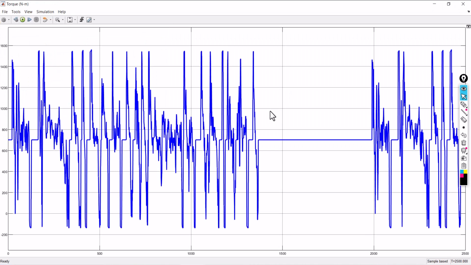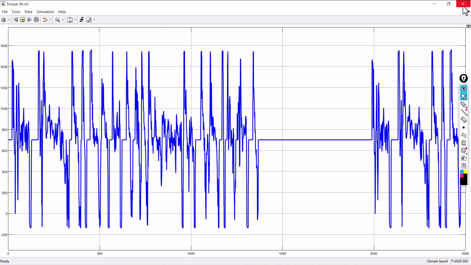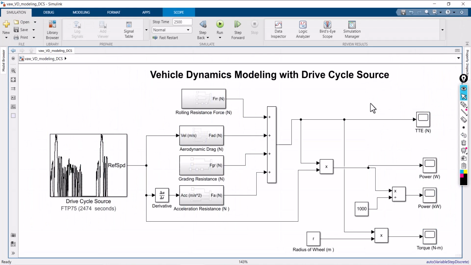Whenever the torque is going negative, if you look at this, in some places the torque is going negative. That means that the driver applied the brake. So this is the way you can study the vehicle dynamics with different kinds of drive cycle source, which will greatly help you to design your battery pack as well as the machine pack.